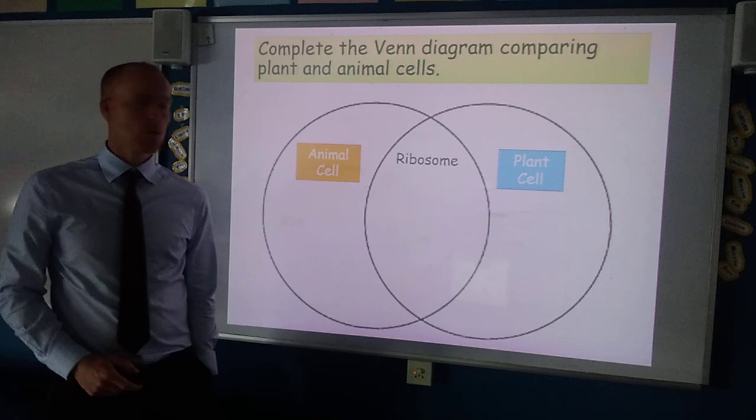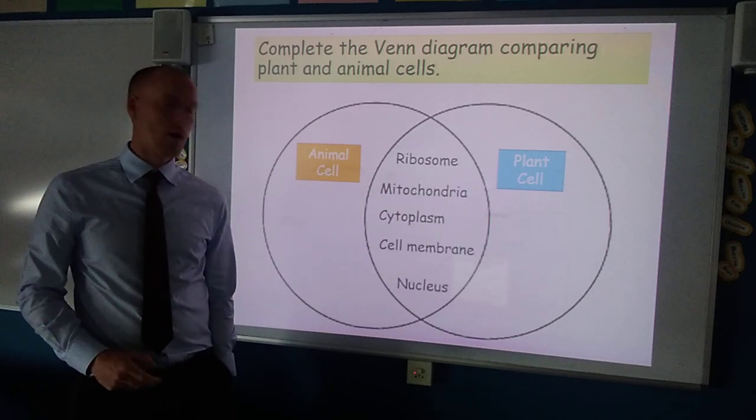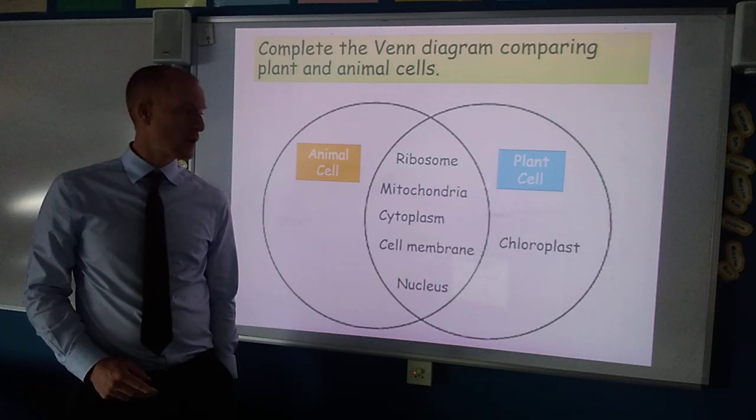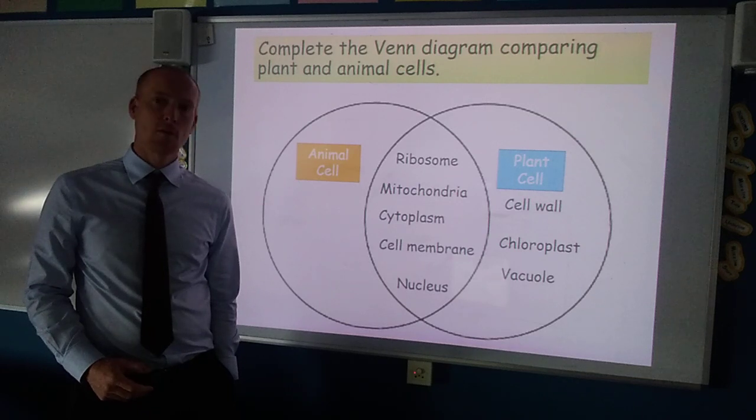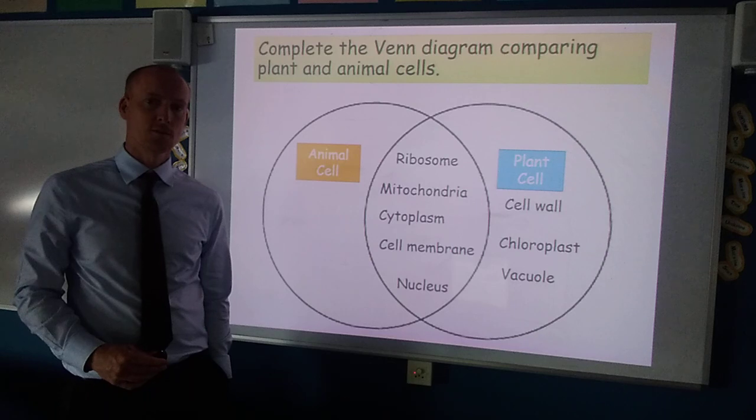Okay, this is what you should have come up with. Ribosomes, mitochondria, cytoplasm, cell membrane and the nucleus are in both of them. Plant cells: chloroplasts, cell wall and the permanent vacuole. And in the animal cell, well, there's nothing just unique to the animal cell itself.